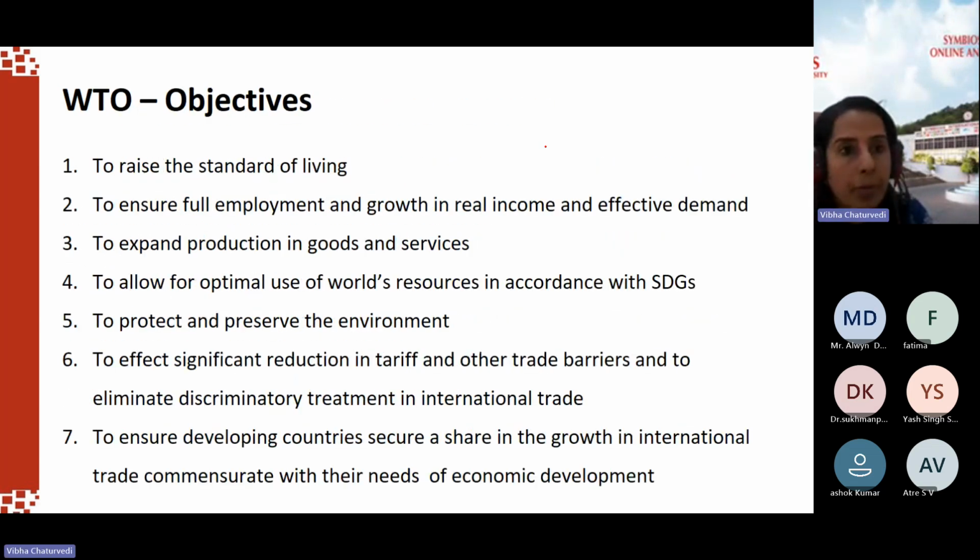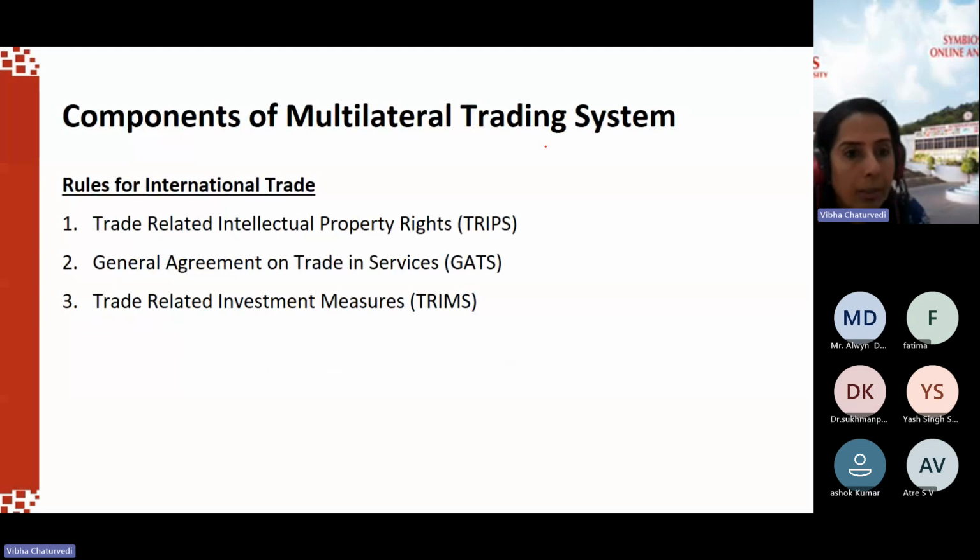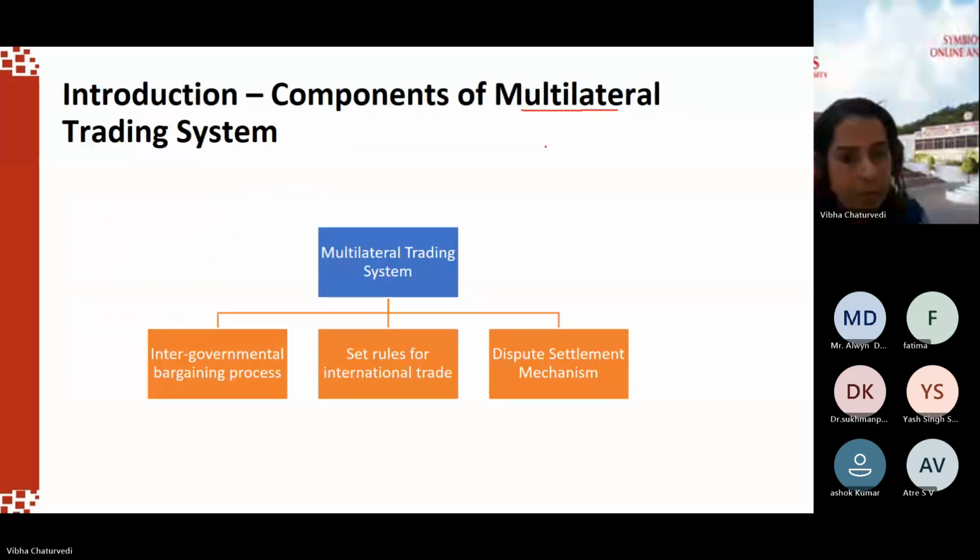Going back to the previous slide, do you have any questions thus far? Okay. So a multilateral trading system can be understood as one which has been framed by an intergovernmental bargaining process, which has set rules for international trade, and which has a dispute settlement mechanism, now that the WTO has come into existence.